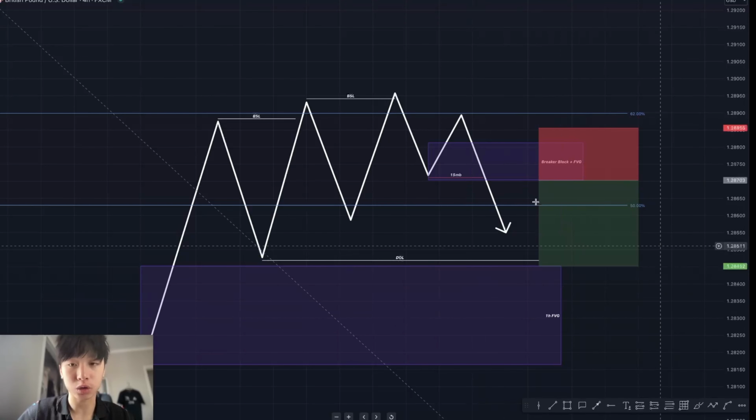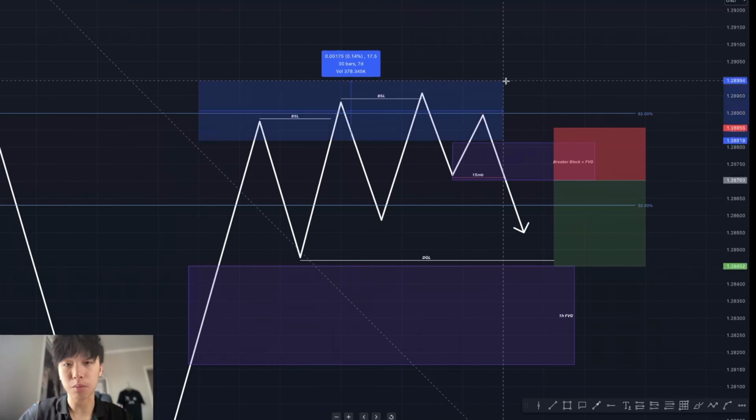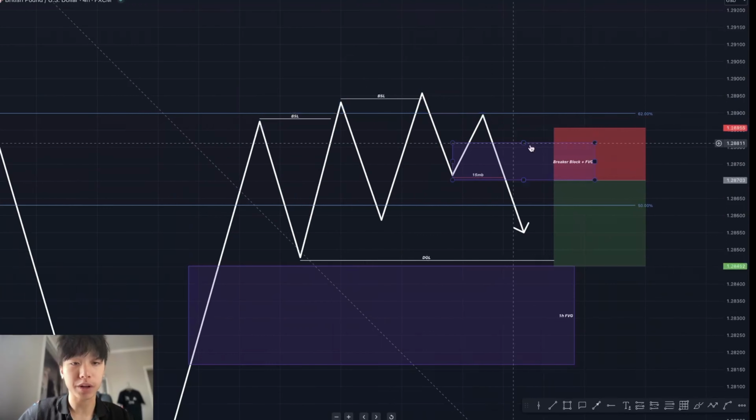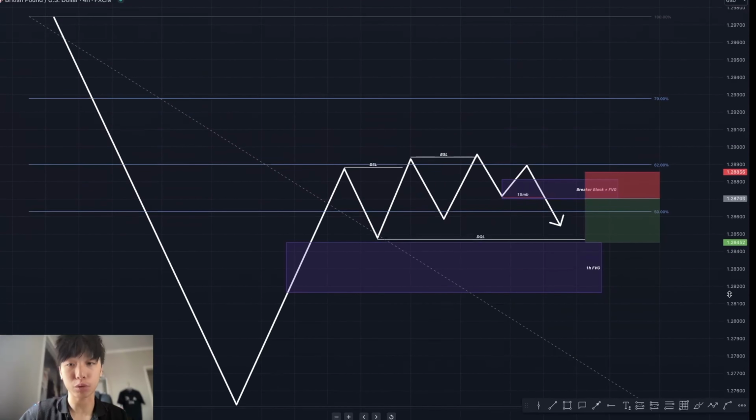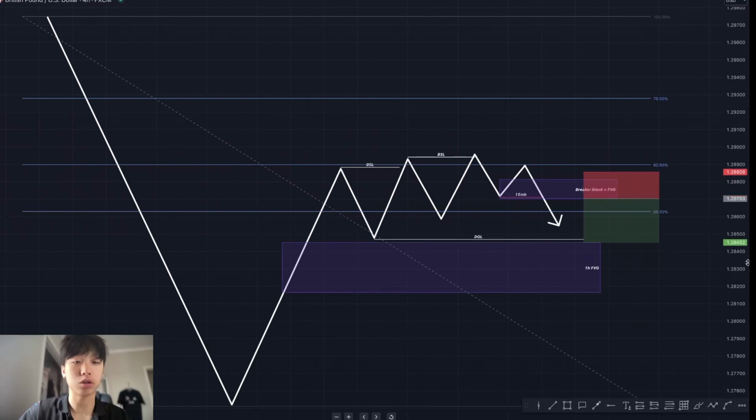The market's obviously going to want to go there, and the fact that we're taking out previous levels of buy side liquidity, displacing, holding fair value gaps and breaker blocks, and inside of a big high time frame optimal trading entry. That's why I wanted to look to short.